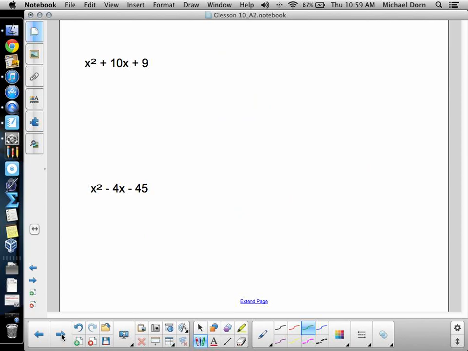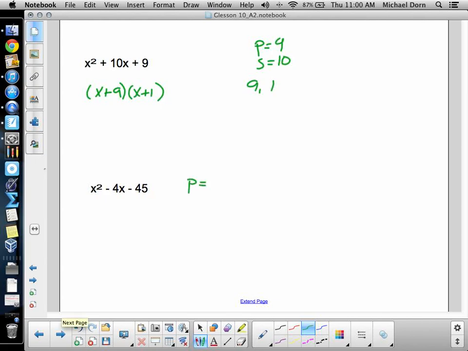So a couple more. X squared plus 10x plus 9. Again, the product must be 9, the sum has to be 10. Wow. Okay. What two numbers multiply to give me 9 and add to give me 10? 9 and 1. So 9 and 1 are my magic numbers. This is x plus 9, x plus 1.